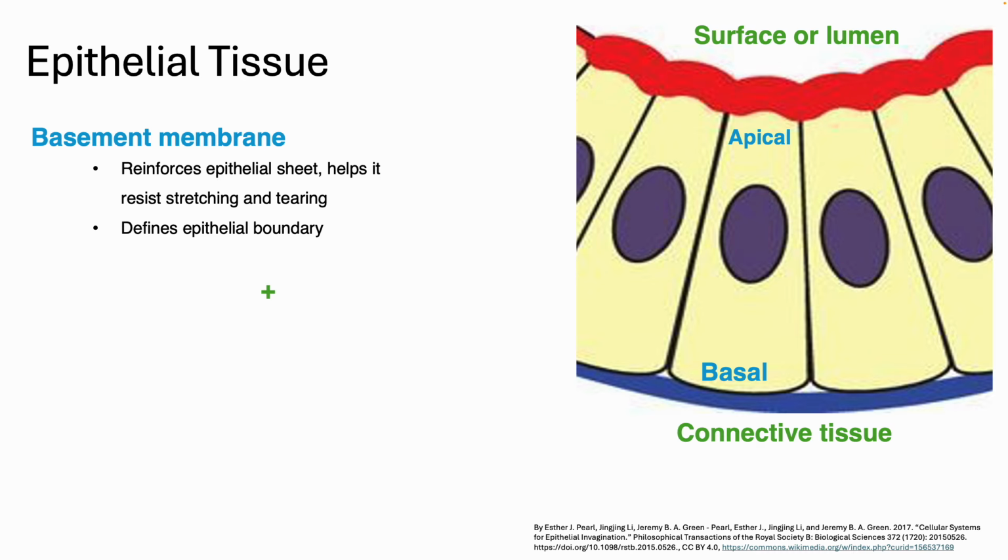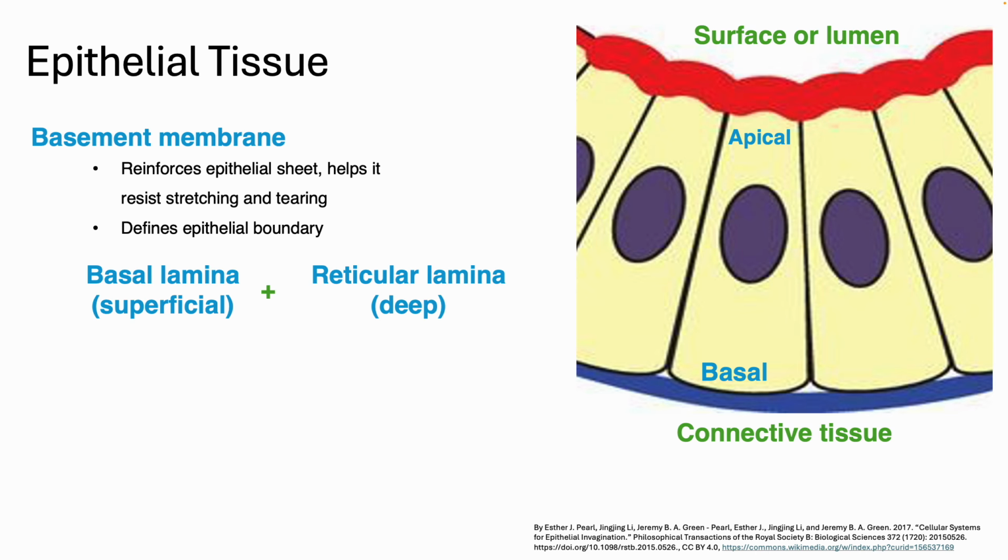This basement membrane helps to reinforce the epithelial sheet, helps it resist stretching and tearing, and ultimately defines the boundary. The basement membrane is going to be made up of the basal lamina. That is the more superficial layer, so that's going to be provided by the epithelial tissue, and the reticular lamina, which is going to be the deeper layer and is going to connect to or be contributed by the connective tissue. So the basement membrane is going to be that blue line that you see separating the epithelial cells from the connective tissue.